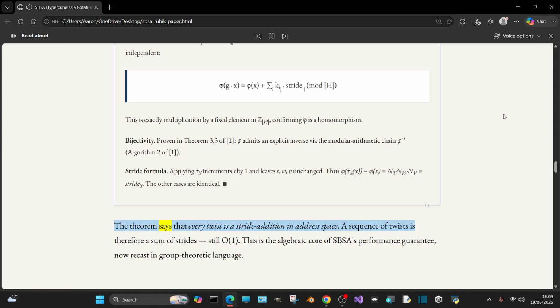The theorem says that every twist is a stride addition in address space. A sequence of twists is therefore a sum of strides, still O(1). This is the algebraic core of SBSA's performance guarantee, now recast in group theoretic language.